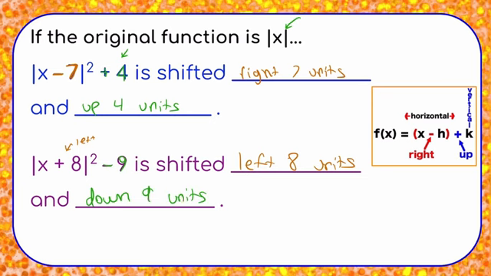I'm hoping you're starting to see the difference between inside parentheses and outside parentheses. This 8 would be inside the parentheses, which are these thingies, and the 9 would be outside of parentheses. If it's inside parentheses, it's a horizontal left or right shift. If it's outside parentheses, it's a vertical up or down shift.